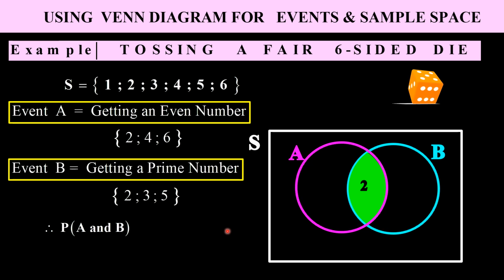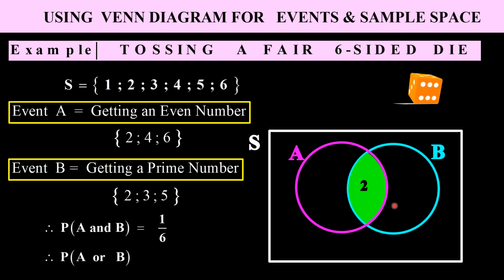What color is that? That's the green color. That's the AND part. So this is the AND part of the two circles that I have there for my Venn diagram. And that represents the AND there. So there's only one outcome, so it's 1 over 6. That's only the 2, so that's 1 over 6.